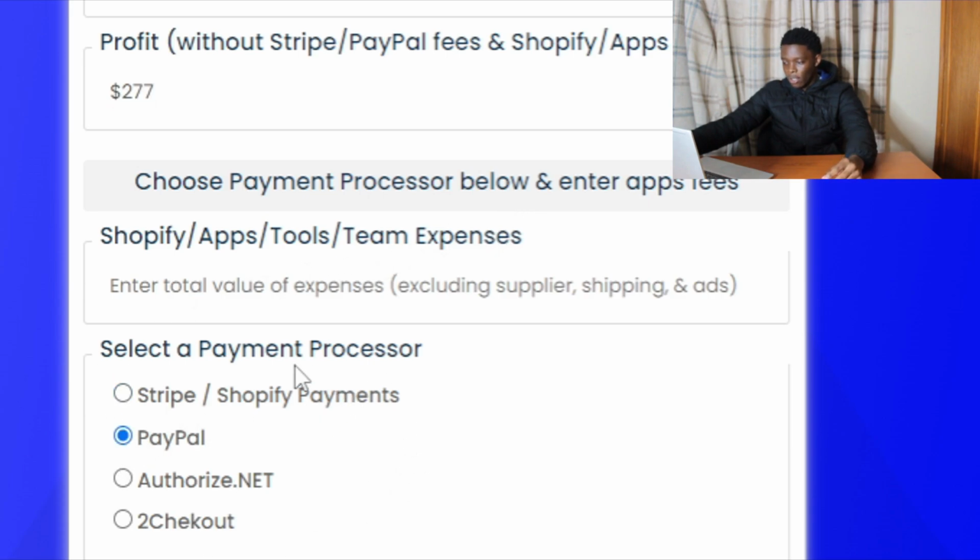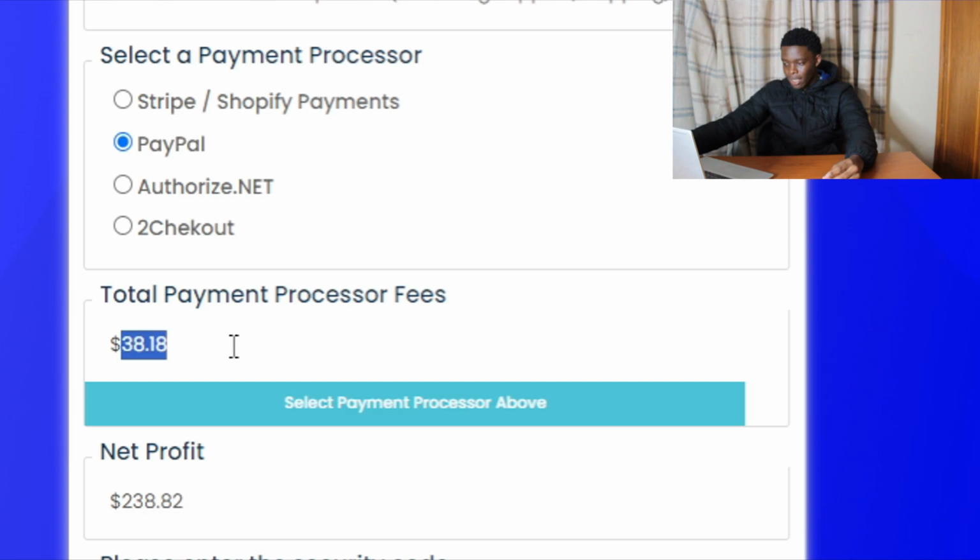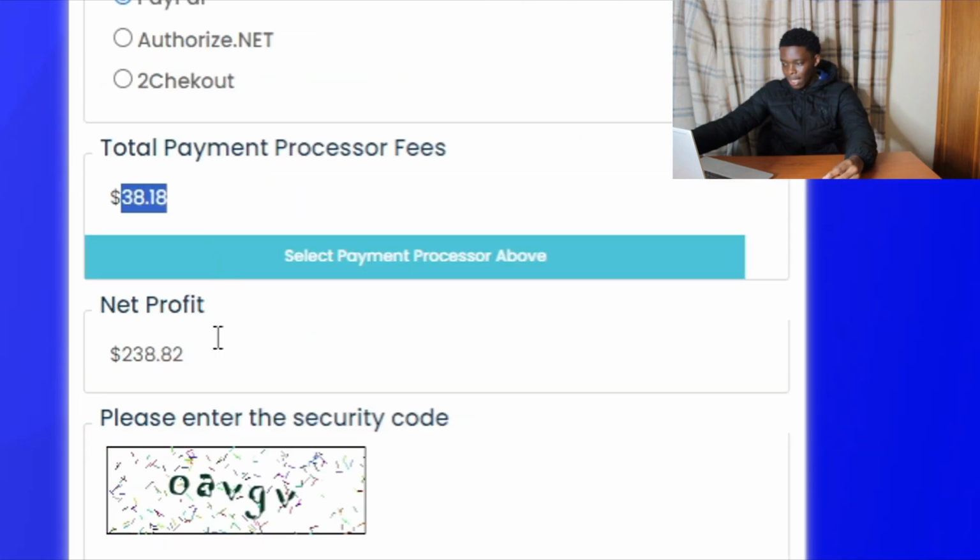Let's do PayPal. It already knows. The fees are $38. And our net profit would be $238.82. Really simple, just like that.